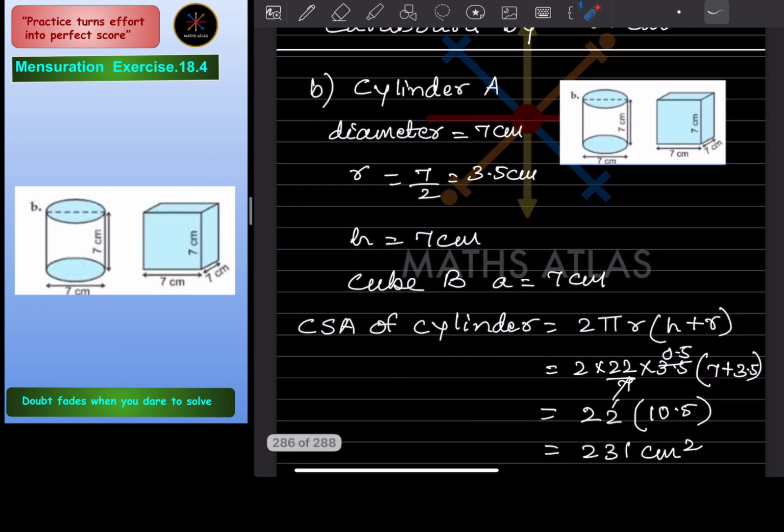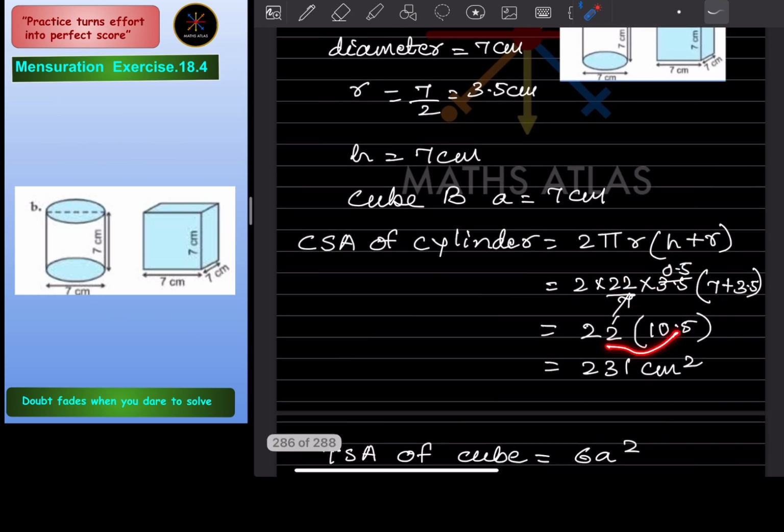So now let us take the curved surface area of the cylinder. The formula for that, which you have to remember, is 2 pi r, and in the bracket you write h plus r. Now we'll consider the pi value as 22 by 7, r we have as 3.5, h is 7, and r is 3.5. So we can simplify here. After multiplying this, we get 22, and this will be 10.5. So this together is going to be 231 centimeters square.